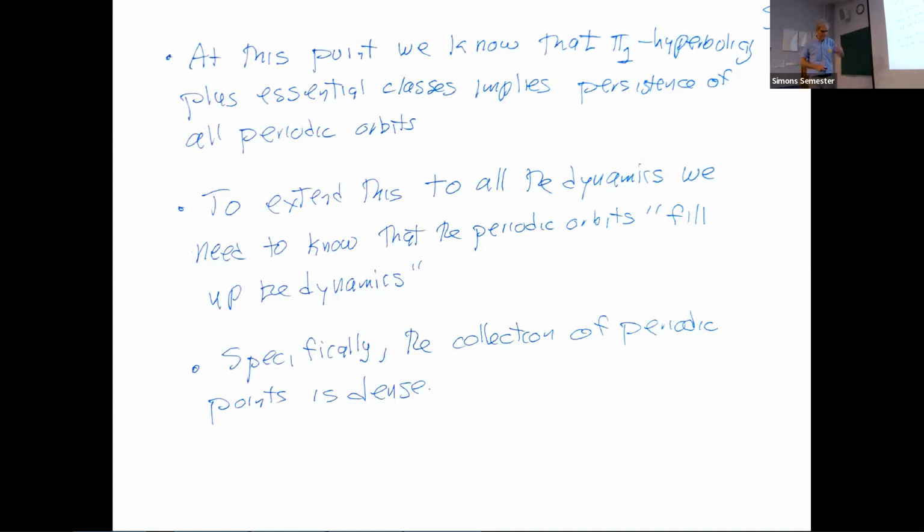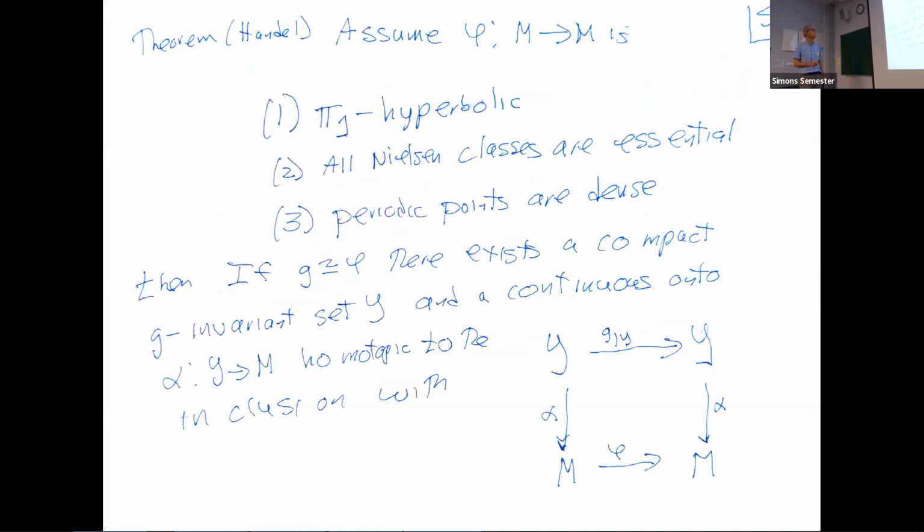So let's have an approach to Handel's theorem. What we know thus far is we have pi1 hyperbolicity in essential classes, then all our periodic points persist. All right, so I've got to extend this to all the dynamics. So the basic strategy is that there are a lot of periodic points. All right, so the periodic point behavior somehow should determine all the behavior. So the way this goes in this theorem is the hypothesis that the periodic points are dense. Okay, so here's the statement of the theorem.